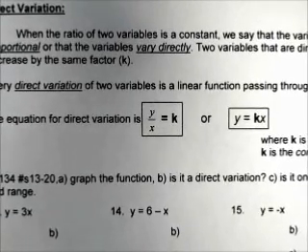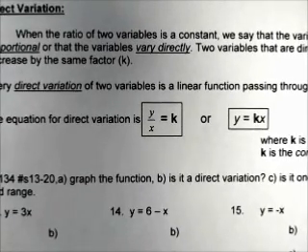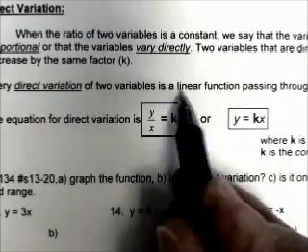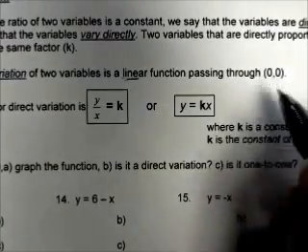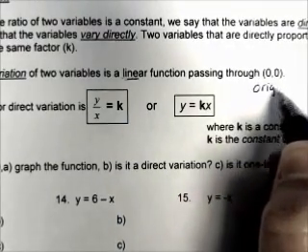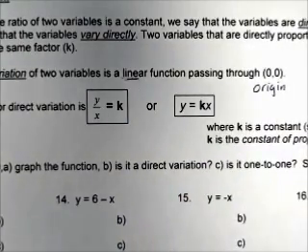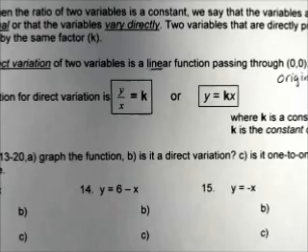Every direct variation of two variables is a linear function, a linear line passing through 0, 0, passing through the origin. So if you have a line that's passing through the origin, that is a representation of a direct variation.